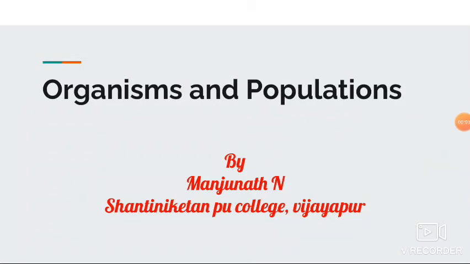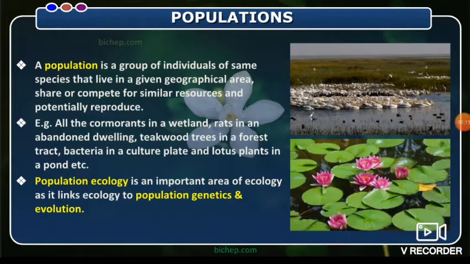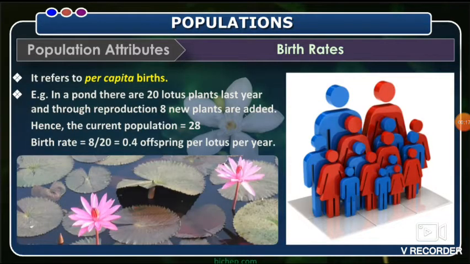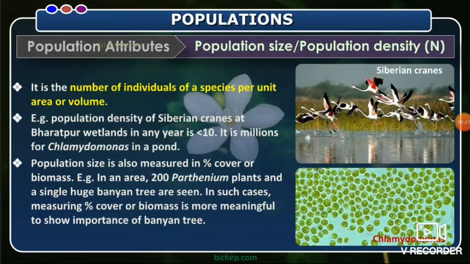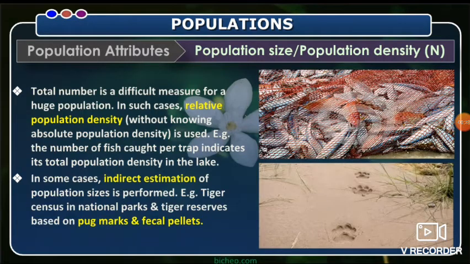Hello, my dear students. Welcome back to the chapter Organisms and Population. Students, in the last class, we discussed one of the important concepts, that is the population. Population attributes we completed: the birth rate, death rate, sex ratio, and then age pyramid. Along with that, the population size and the population density.